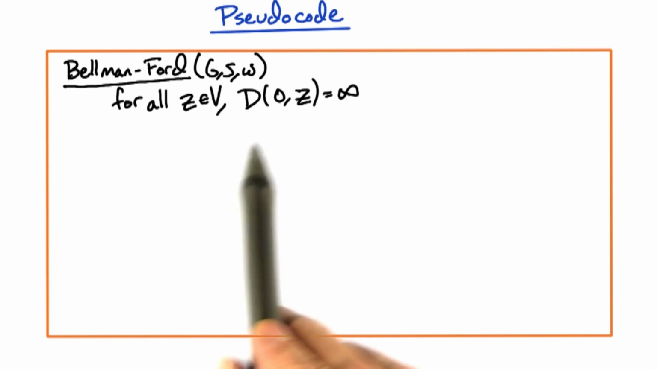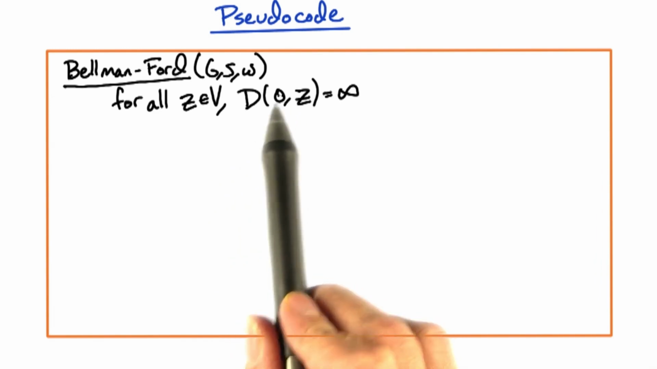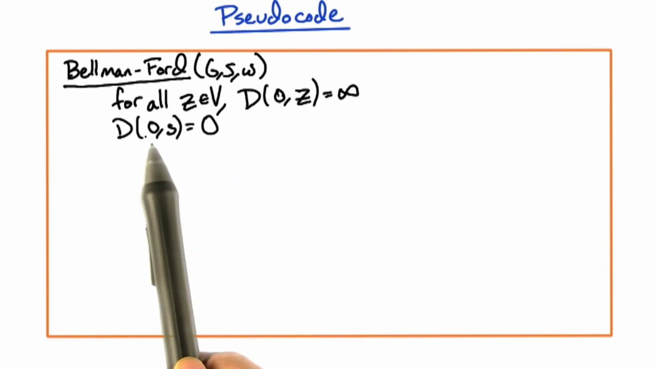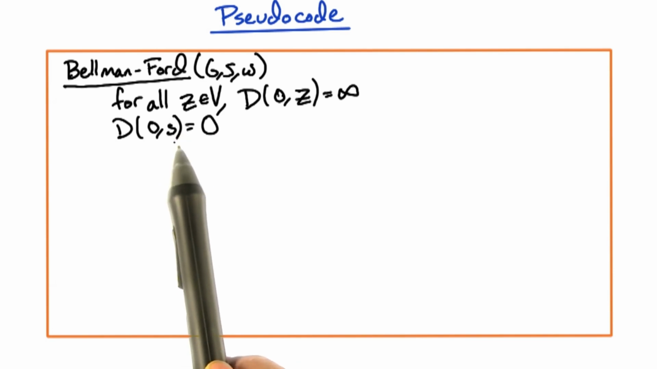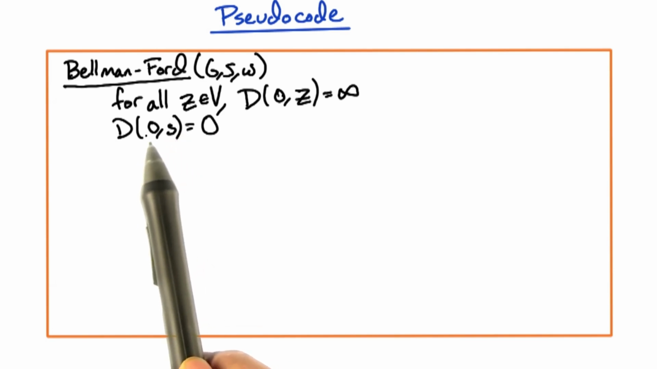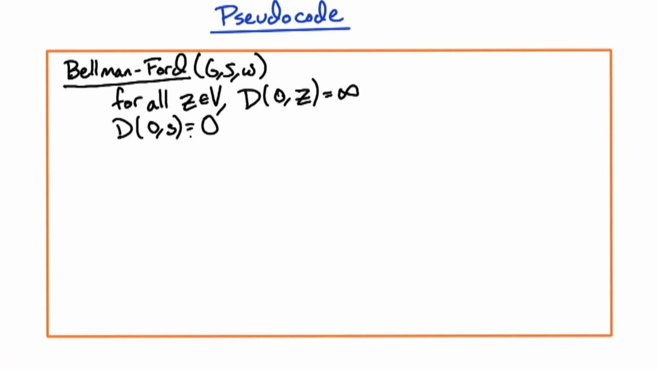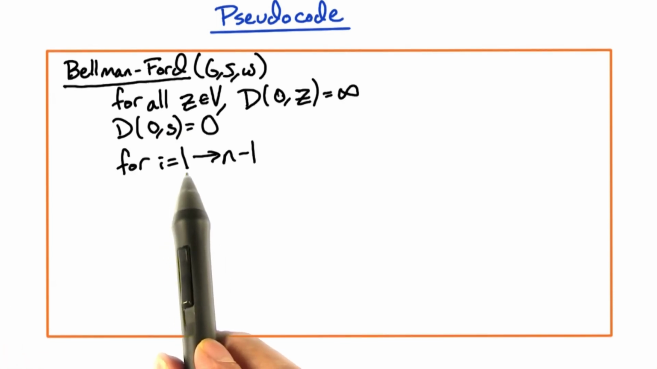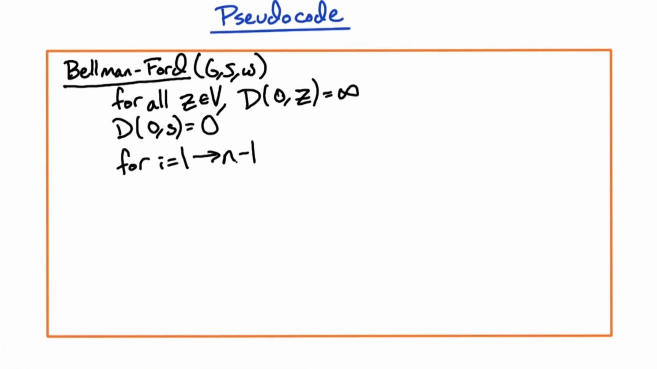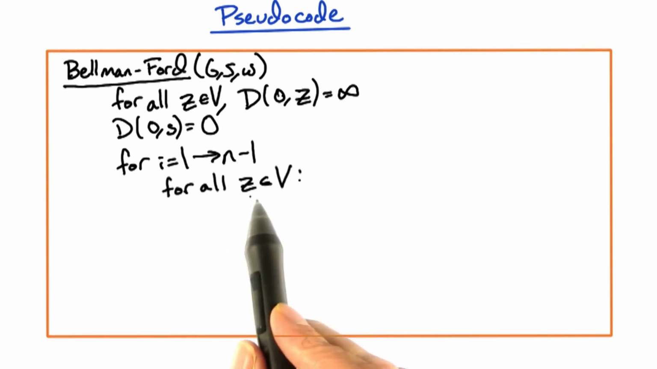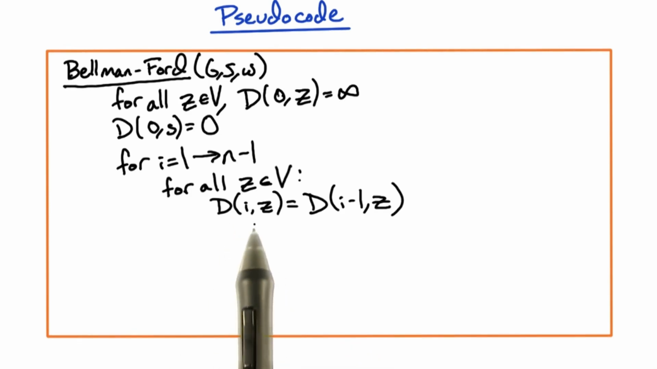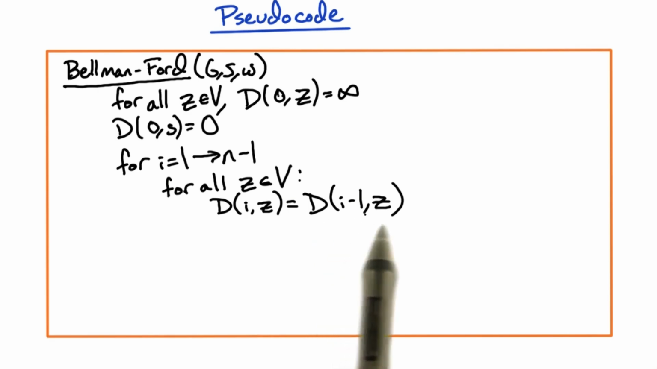So let's start with the base case, which is the case i equals 0. We're going to initialize d of 0, s, so going from s to itself using at most 0 edges, that's going to be of length 0. Now we're going to work up from i equals 1 up to i equals n minus 1. We're going to go over the vertices of the graph, z. We're going to initialize d of i, z to be d of i minus 1, z.